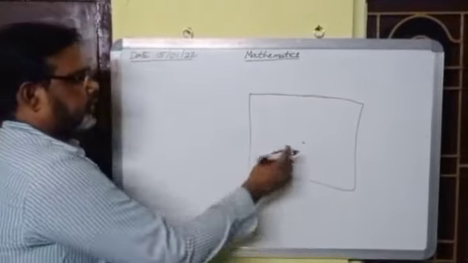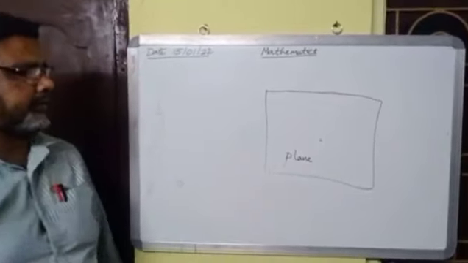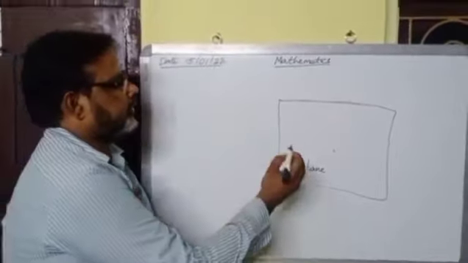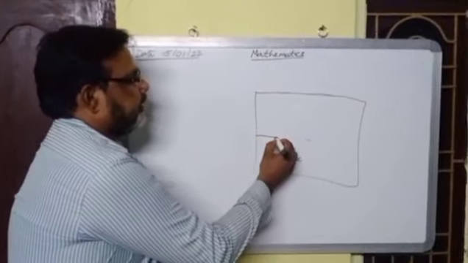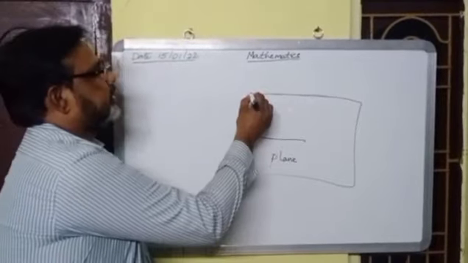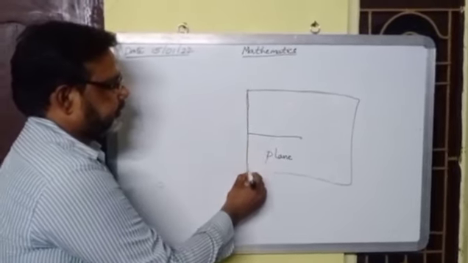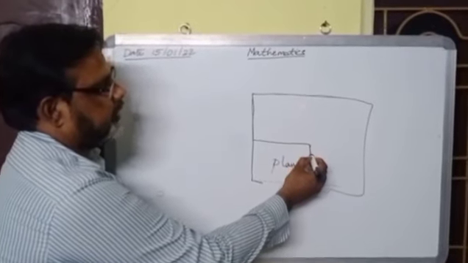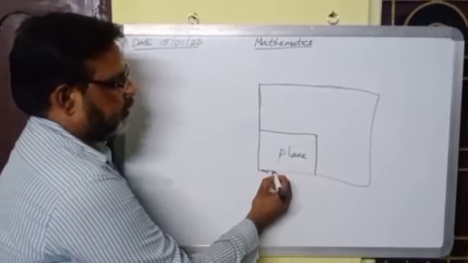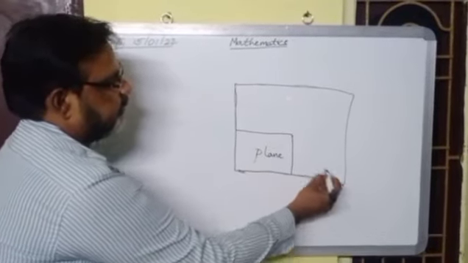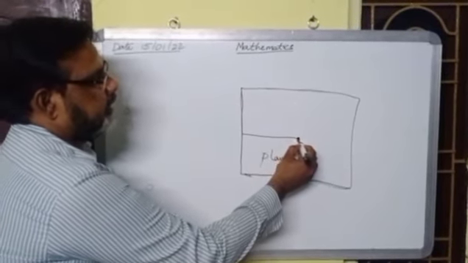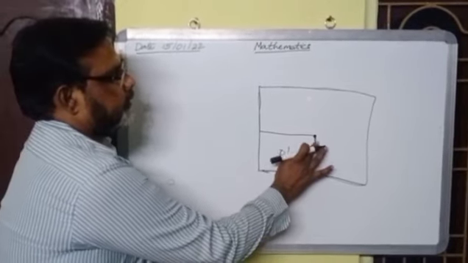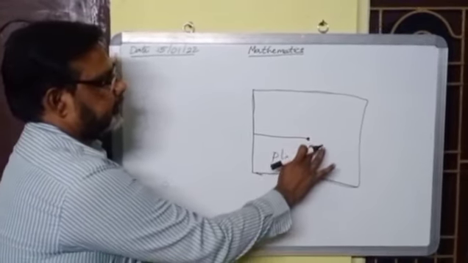Here, to represent this point, we required two measures. One is how much it is away from this edge, and the other is how much away from this another edge. So if you represent these two measures, we can locate a point on a number line.